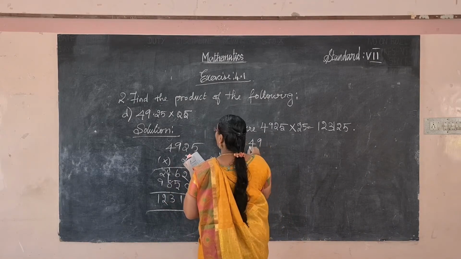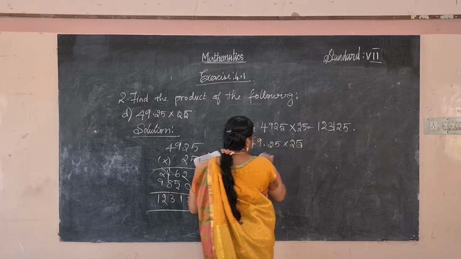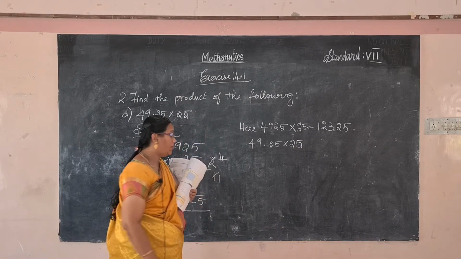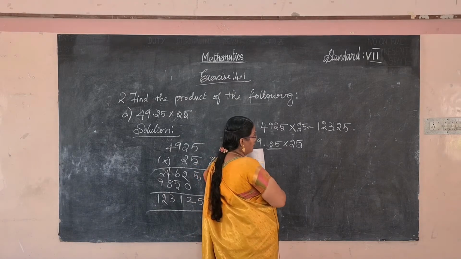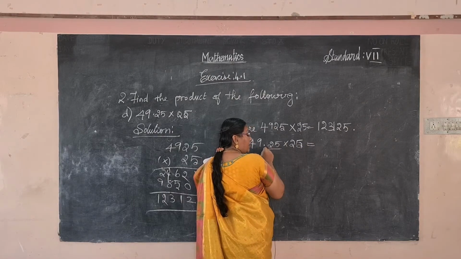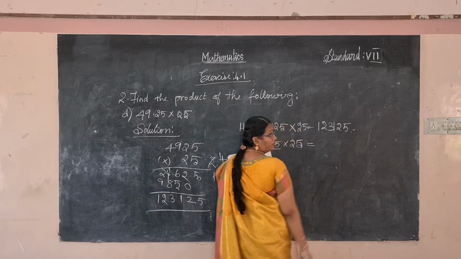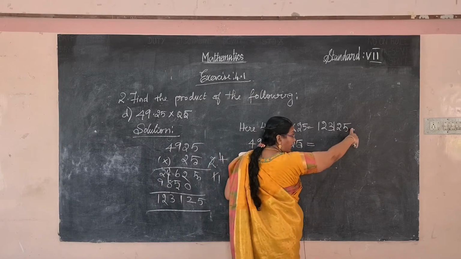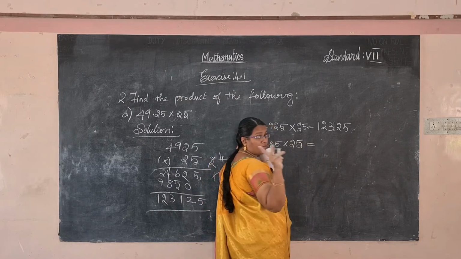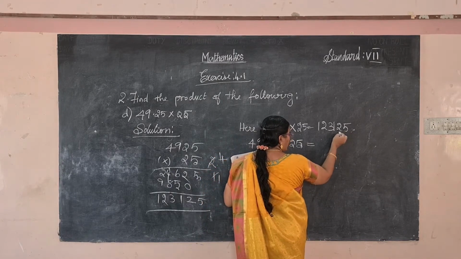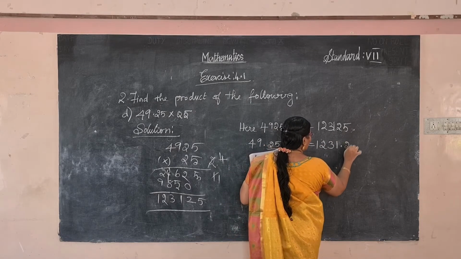Now we want the decimal place. The decimal value 49.25 into 25, a decimal multiplied by a whole number. After the decimal point, how many places are there? 2 decimal places. So the decimal point is shifted from the right side, 2 decimal places. So the answer is 1231.25.